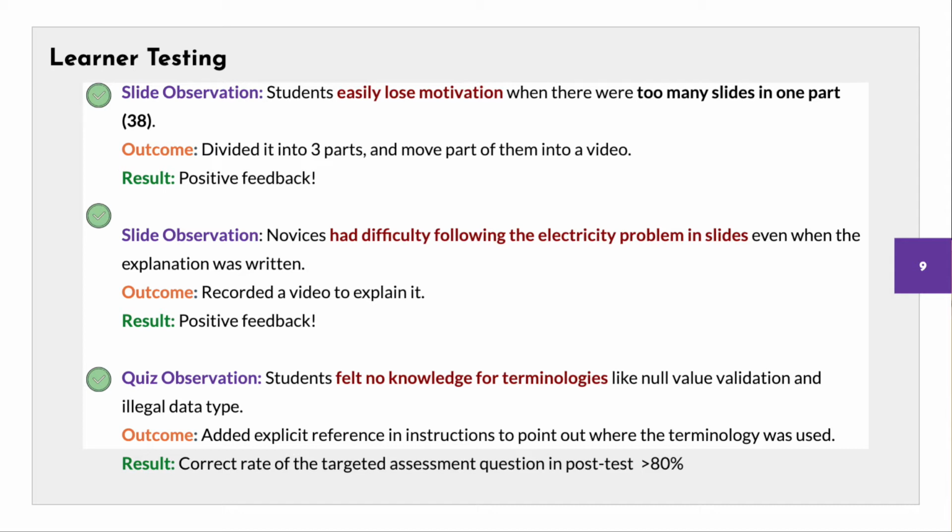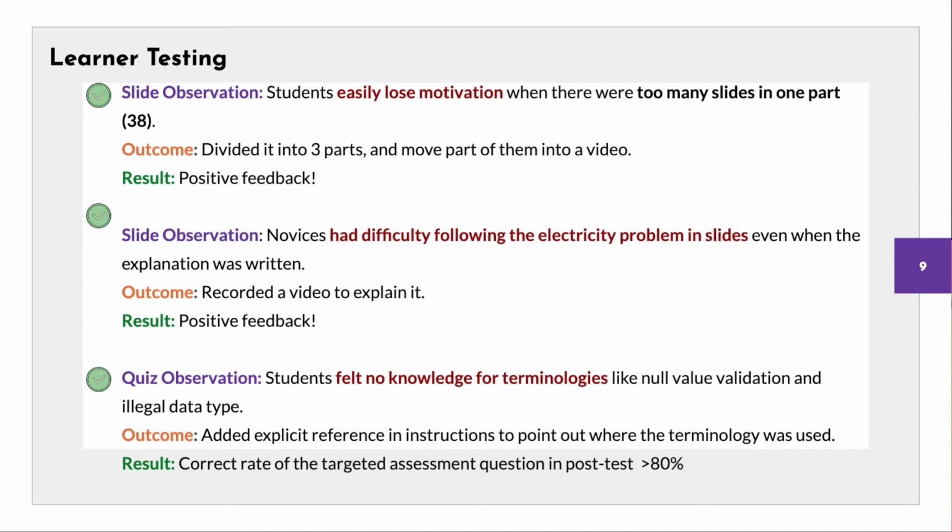Second, novices had difficulty following the electricity problem inside. Even though we wrote lots of explanation, they still felt it was very difficult. So we recorded a video to explain it, which also got positive feedback.